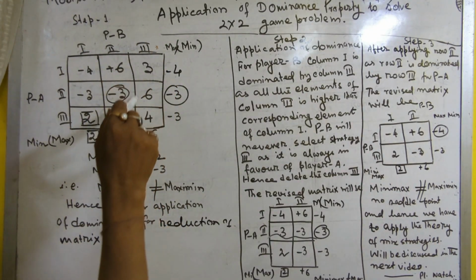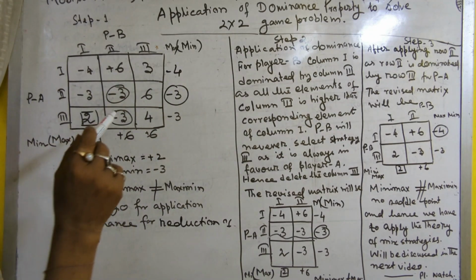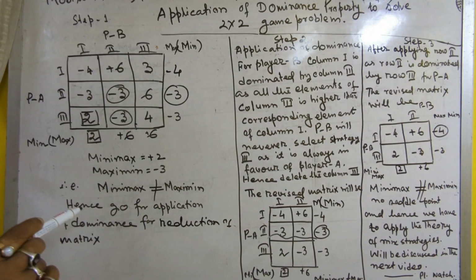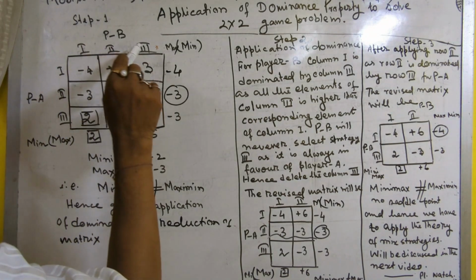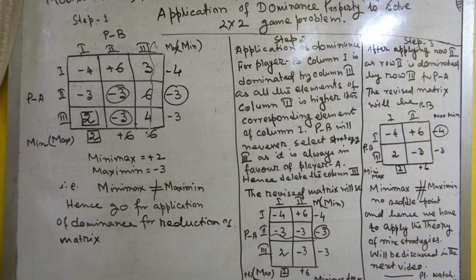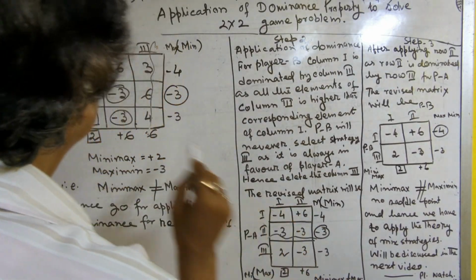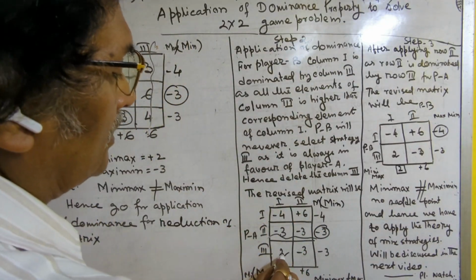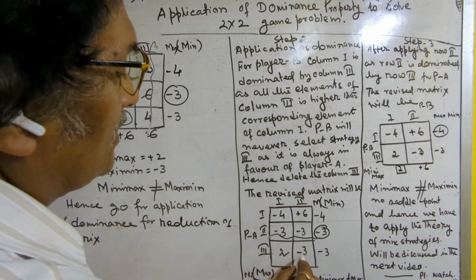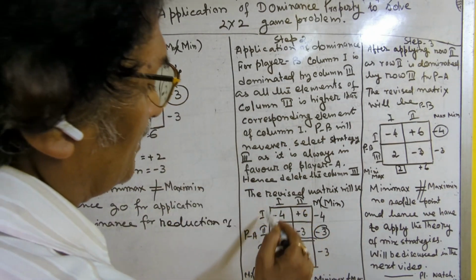This is the criterion of dominance. That means strategy 3 will never be selected by player B. That way it will be deleted. Okay. And the revised matrix will be like this: -4, -3, 2, 6, -3, -3. And it is deleted. The revised matrix is this.